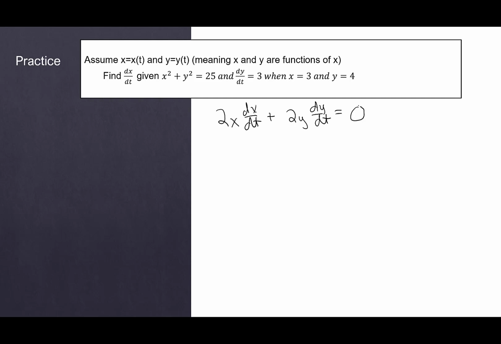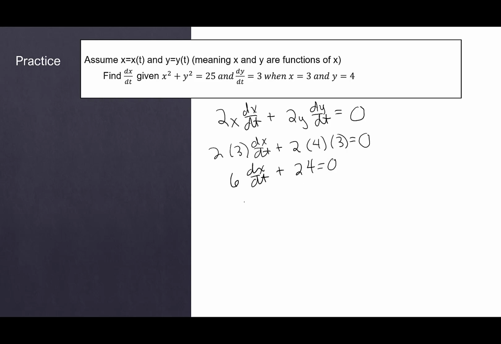We're going to plug in all the values that we know. We have 2, x was 3, we're looking for dx/dt, plus we have 2, y was 4, and we know dy/dt is changing by 3. This gives us 0. We can simplify that. 2 times 3 is 6 dx/dt. 2 times 4 times 3 is 24, and that's 0.